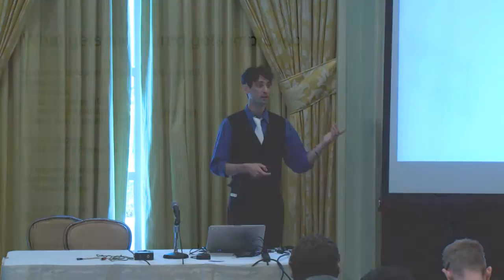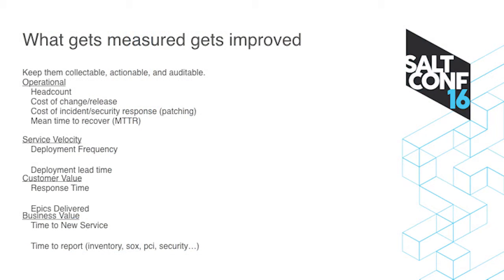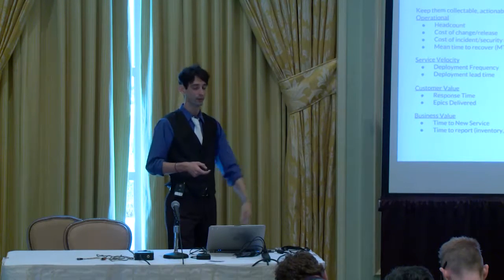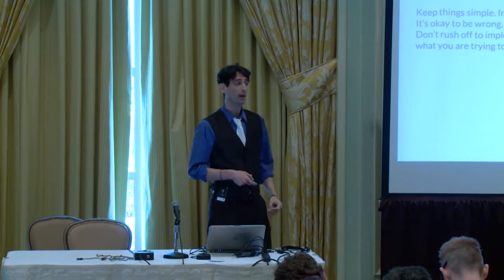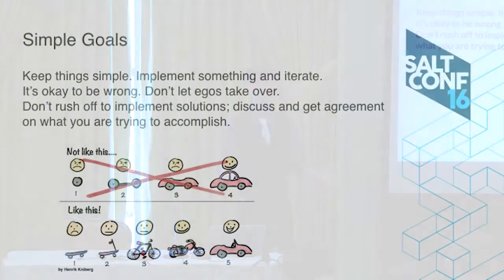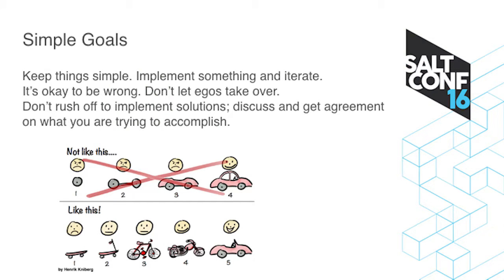So I mentioned the metric improvements there, and that's really key to making any of this stuff happen in a big enterprise environment. Whatever you measure, that's what gets improved. So you have some operational metrics you can worry about, some service velocity metrics, some customer service and customer value metrics that you can track, and some business value metrics. I don't expect you to read any of that right now. It's just to say they exist, and you can look over the slides later if you need to. All of this you can cut down into simple goals. I mentioned a priority list earlier, so we can keep things somewhat simple and iterate on them.